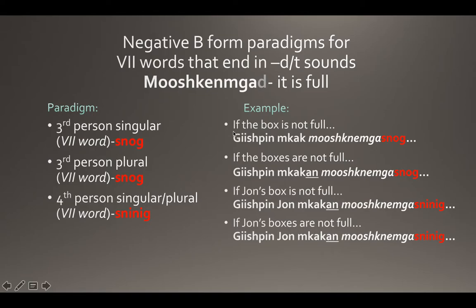So our English example, we're still using the grammar pattern if. So if the box is not full. All right. So gishbin is if. Mkuk is box. Moshnem gud is full. But snug makes it not full. So notice how there's no D here because we replace it with snug. That's why this is gray.